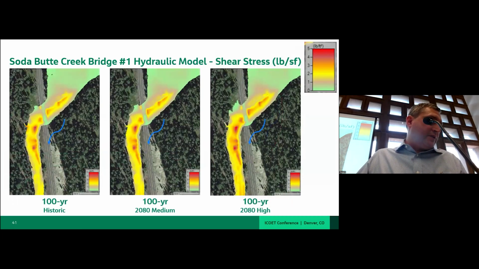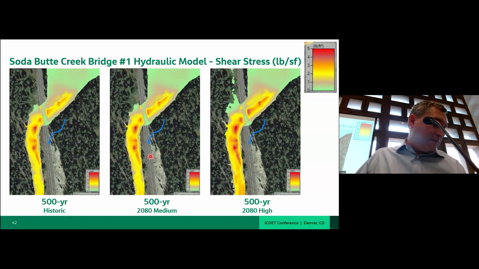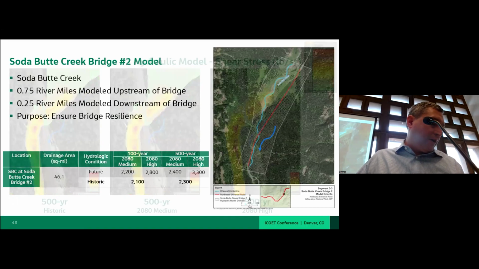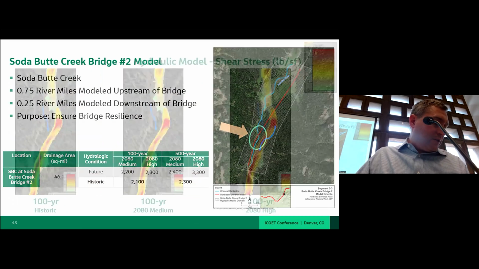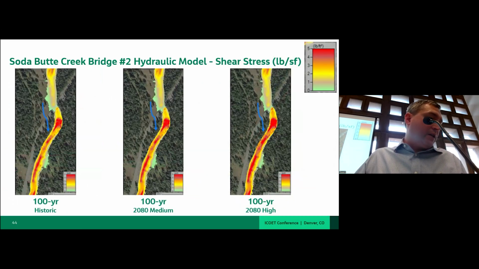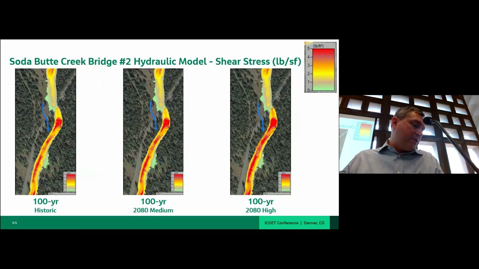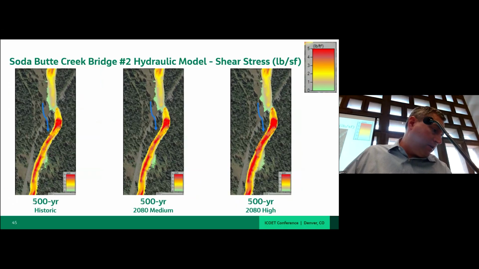What we found with this model, looking at shear stress, is that the increases aren't as apparent in this reach. There's some increases here downstream of the bridge, but not as dramatic as the Warm Creek area. Looking at Soda Butte Creek Bridge number 2, again farther downstream. In this reach, we're showing some pretty significant increases in shear stress downstream of the bridge for the 100-year and the 500-year event.